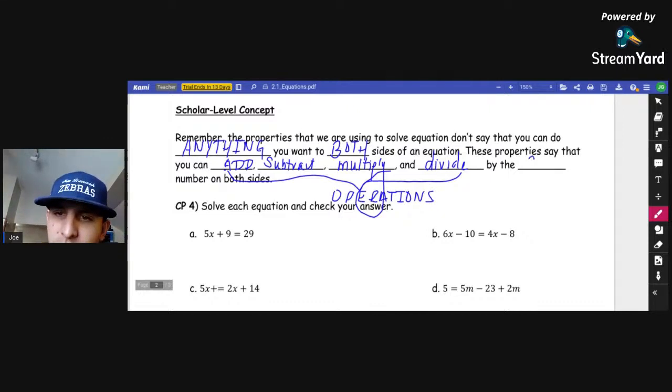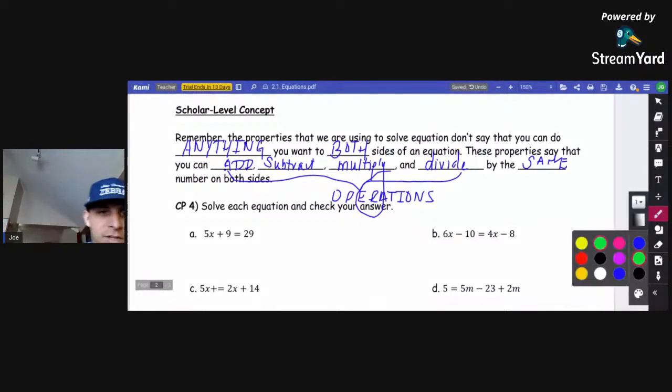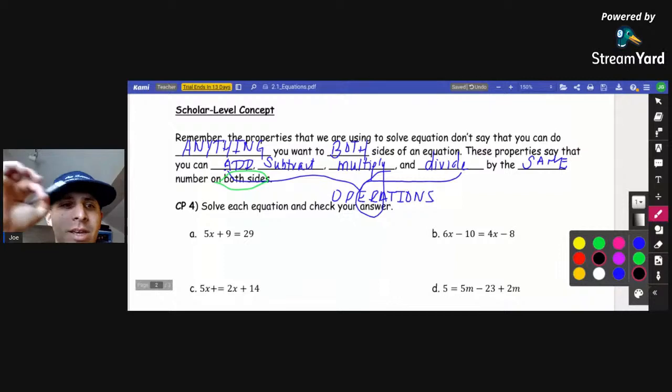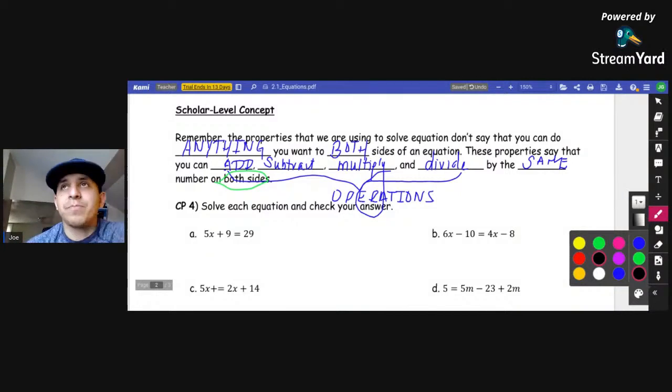By the same number on both sides, and I want to reiterate, so I will circle it in neon green. Both sides, okay? Equality. Do not be a mathematical meanie, okay? And treat both sides not equal, okay?